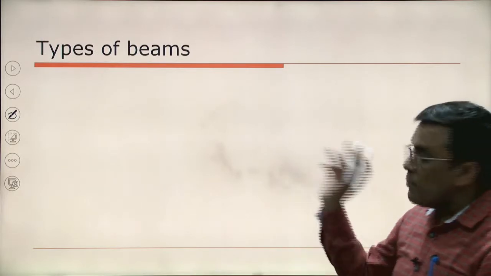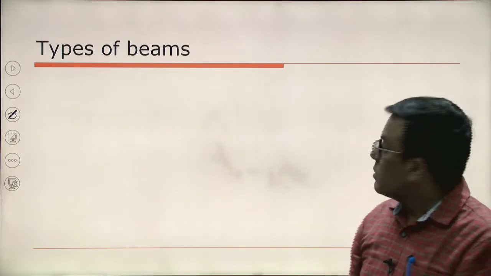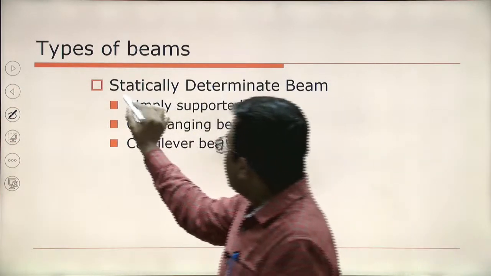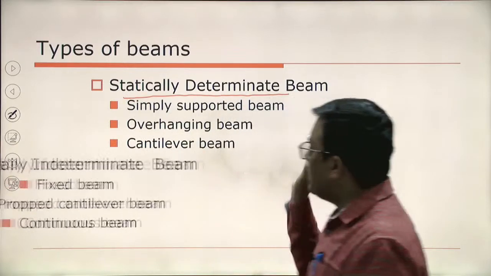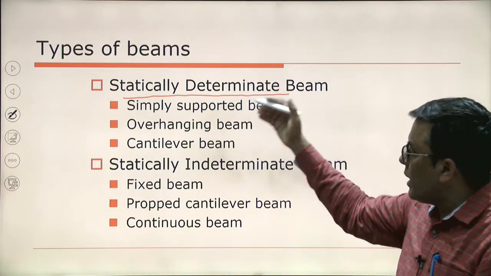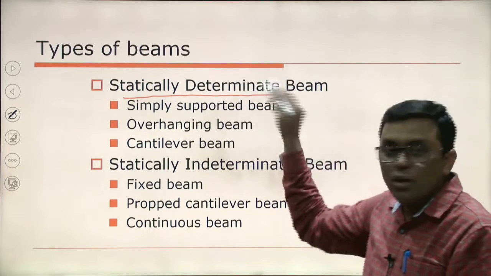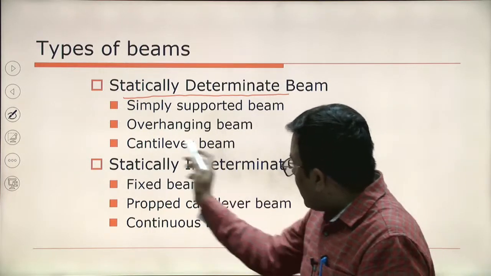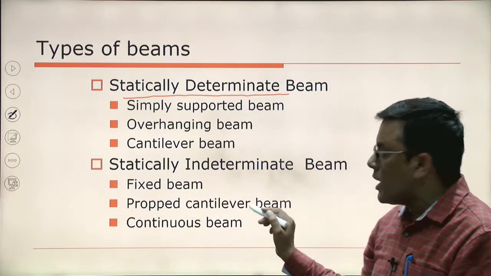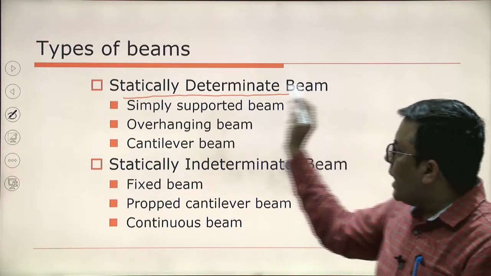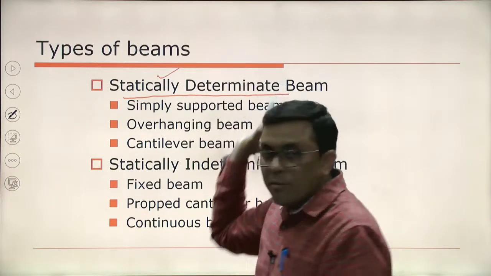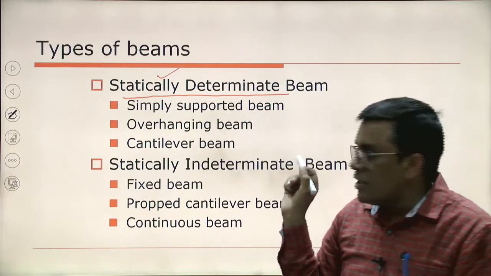Now I am coming to different types of beams. As in the beginning I told, there are two types of beam, statically determinate and statically indeterminate. In general, these three beams, simply supported, overhanging and cantilever beam, come in the category of statically determinate beams, whereas statically indeterminate beams are the fixed beam, propped cantilever beam and continuous beam. Now I am coming to the point why it is statically determinate. Statically is coming from statics, static equilibrium.